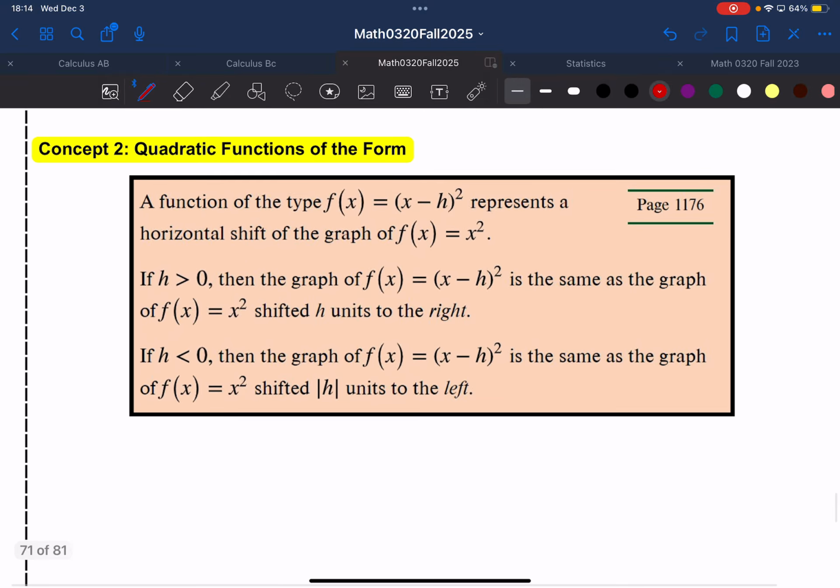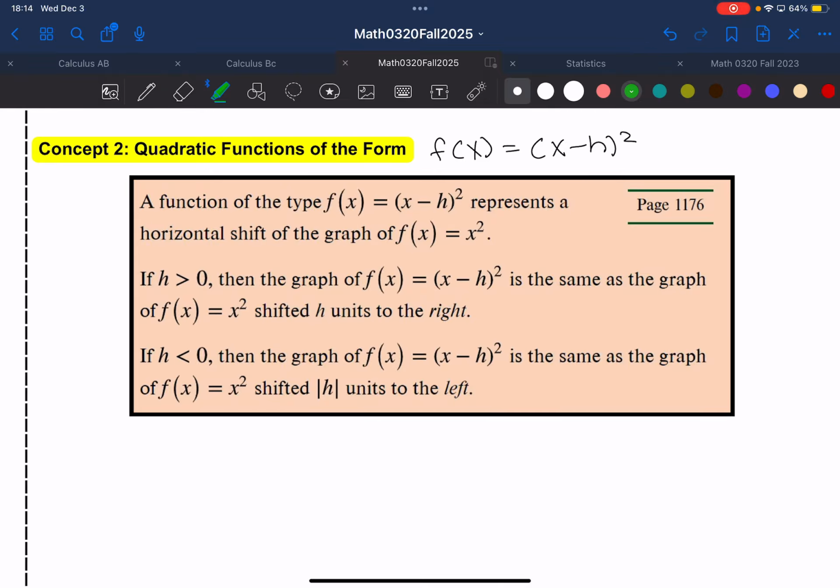So now we're looking at the second concept, and remember that concept was if f of x is equal to x minus h squared. So now we're looking to see if it's moving left or right. Moving up and down was a vertical shift. What do you think left and right is? Horizontal. A horizontal shift. If h is positive, then we are going to move to the right. If h is negative, we are going to move to the left.